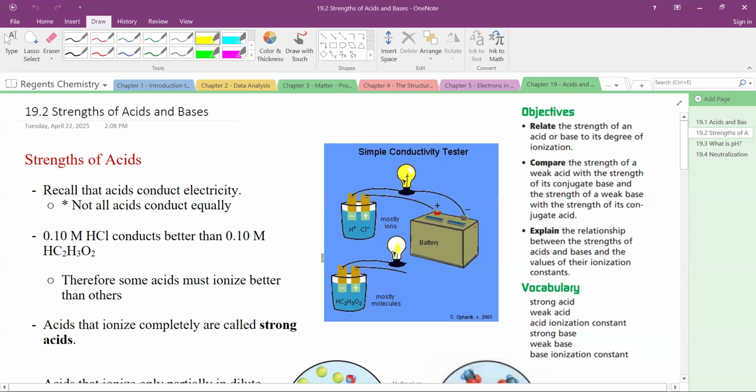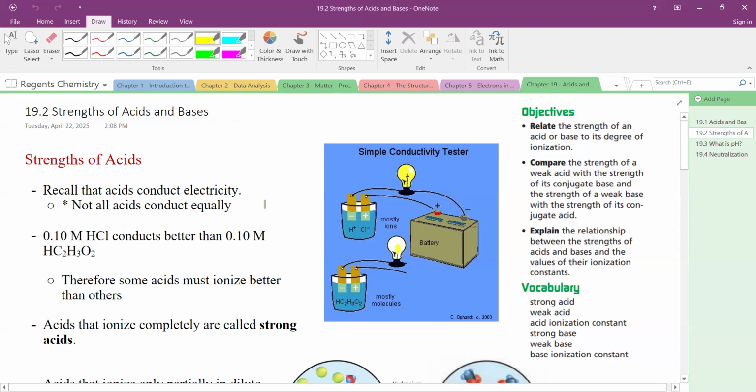except not all acids conduct equally. And in fact, studies and experiments have been done. When we put 0.1 molar hydrochloric acid into a container and we test its conductivity and we compare it to the conductivity of 0.1 molar HC2H3O2, otherwise known as acetic acid, that's vinegar, right? We find that HCl conducts far better. And you can see that the light bulb is all the way lit up here, where it's not all the way lit up for our vinegar.